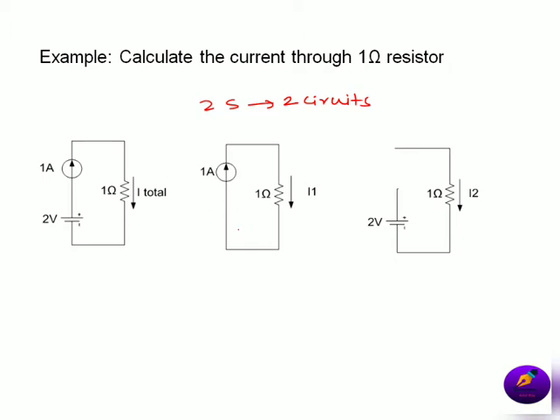In the first circuit, we have I1 equals 1 ampere, that is the same current which is flowing, 1 ampere, and in the second circuit, since the circuit is open circuited, therefore I2 equals 0. Therefore I total will be equal to 1 plus 0, that is 1 ampere.